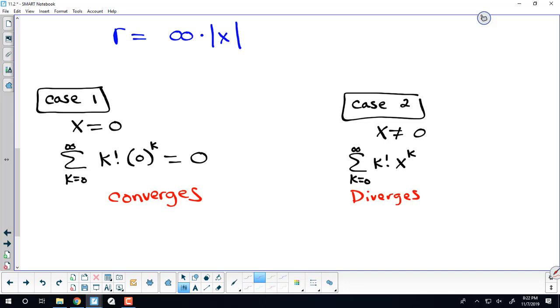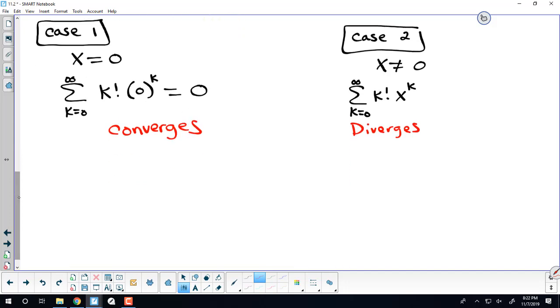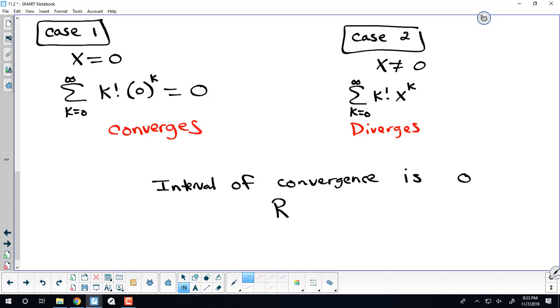So then we have a single case where it converges, and it converges only at that particular location, a single value of x. The interval of convergence is 0, and the radius is also 0. I mean, I guess if we say the interval of convergence is 0, it's really just this set.